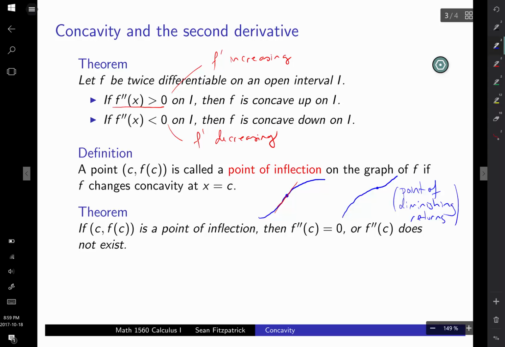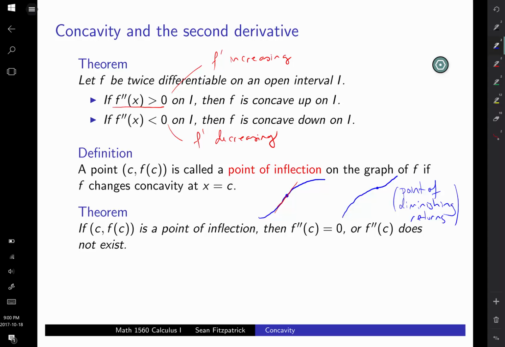If you're thinking of functions in the context of maybe economics or finance or something like that, when your graph is concave up, that means that increasing x is increasing f prime, and so the rate at which your function is increasing is also increasing. So putting more x in makes your value go up, and it makes it go up faster and faster and faster. And then once you hit that point of inflection, putting more in still increases the value, but it doesn't increase it as much as it was before, right?